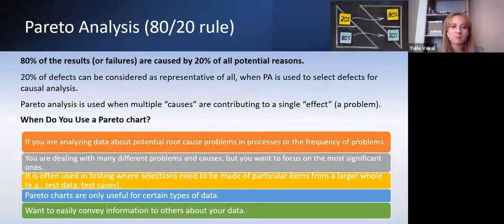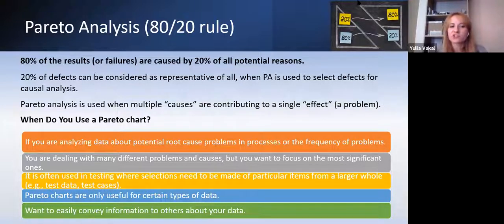So that's the main case when we can use Pareto charts. If you're analyzing data about potential root causes of problems in a process, or the frequency of problems, when you're dealing with many different problems and causes but you want to focus on something significant, something important, you need to do the selection. The Pareto charts are only useful for certain types of data. That's probably the main thing about the Pareto principle: you should have certain types of data.